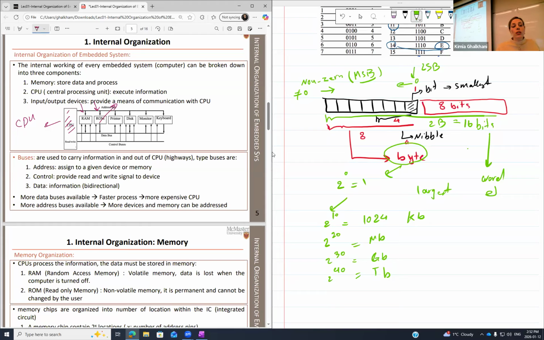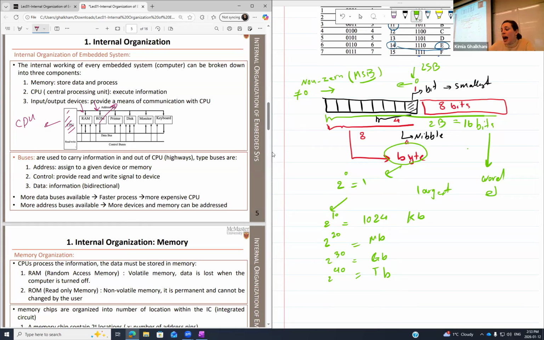Who can help me with what ROM is? Read-only memory. Read-only memory means I cannot process anything, I just read it. Who can bring me some example of read-only memory? Any idea?